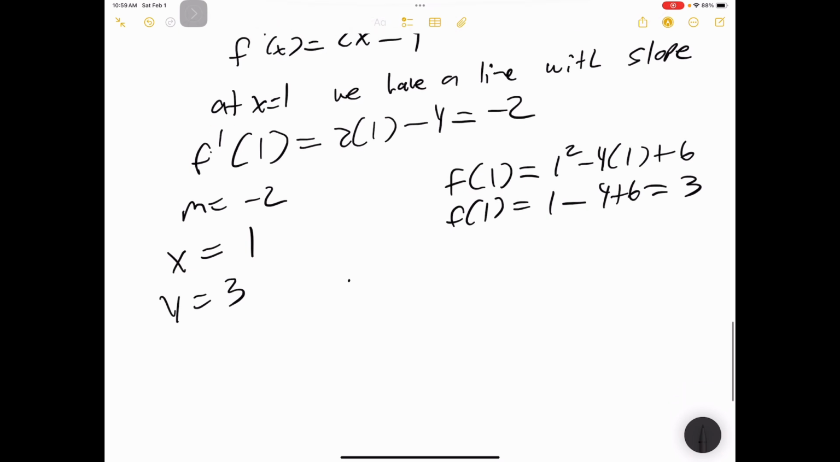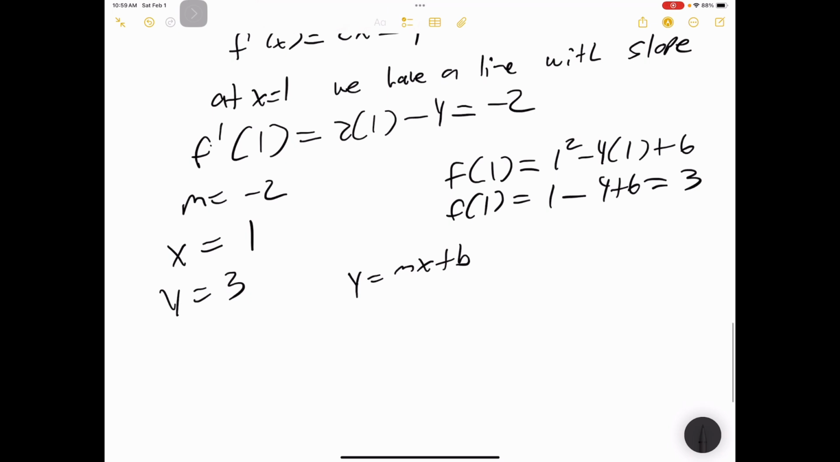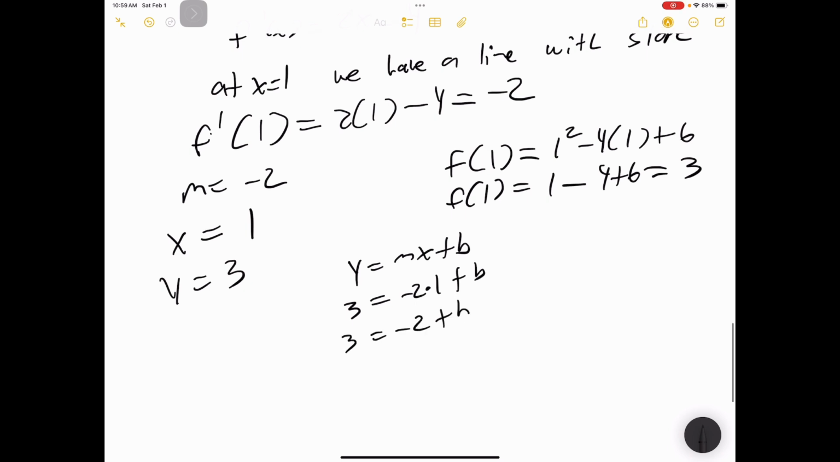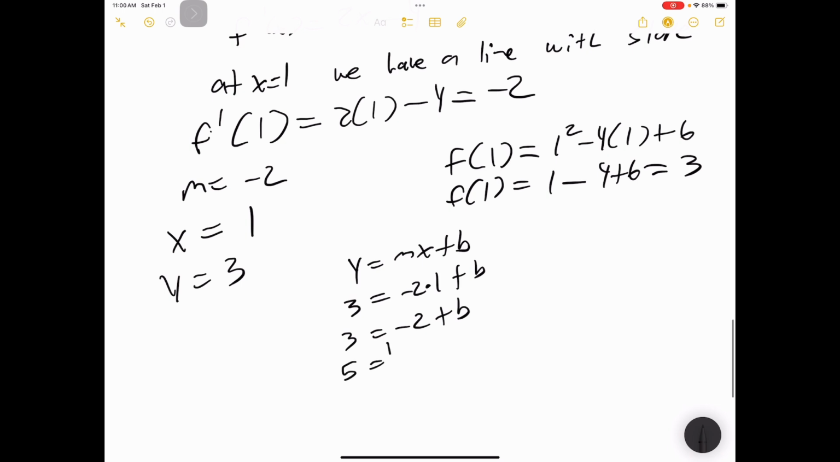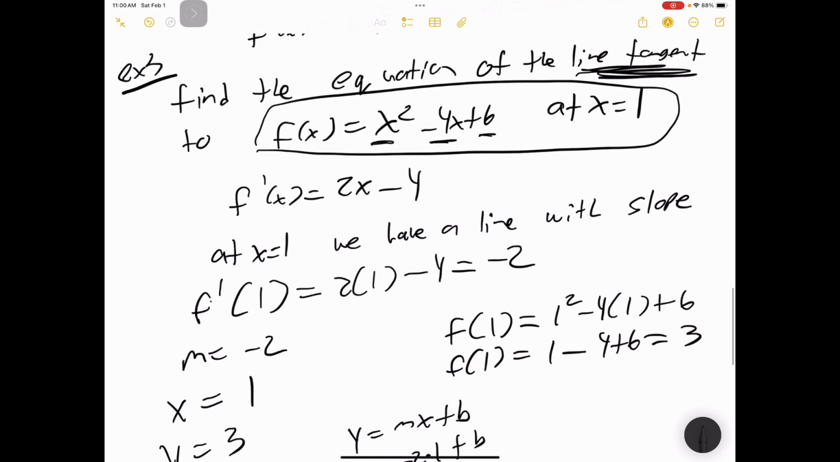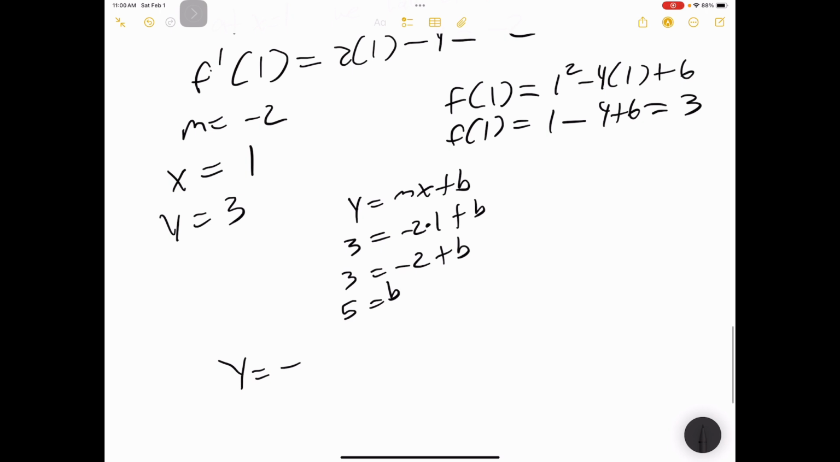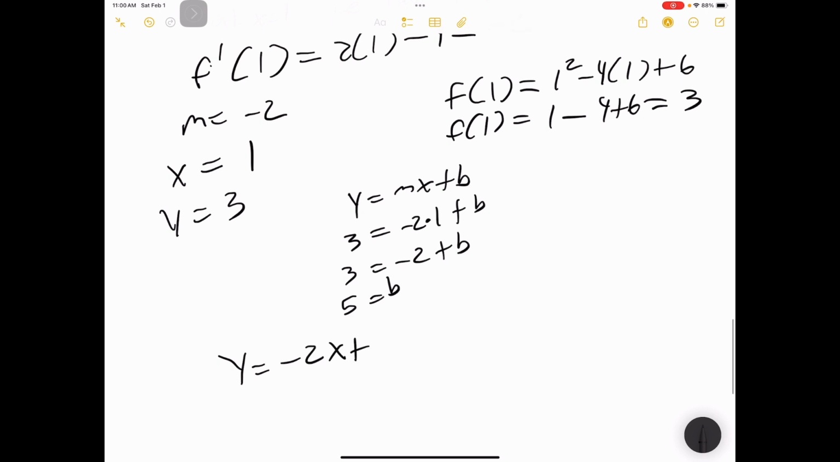We know that the equation of a line is y equals mx plus b. We have one equation with 4 variables, 3 unknowns. We can plug our three variables in, the 3 things that we know. So this is 3 equals negative 2 times 1 plus b, which gives me 3 equals negative 2 plus b. And so if I add 2 to the other side, I get 5 equals b. So going back, we have the question, what is the equation of the line tangent to that function at x equals 1? The equation of the line is exactly y equals m, negative 2, x plus b, plus 5. And so that's the answer we get.